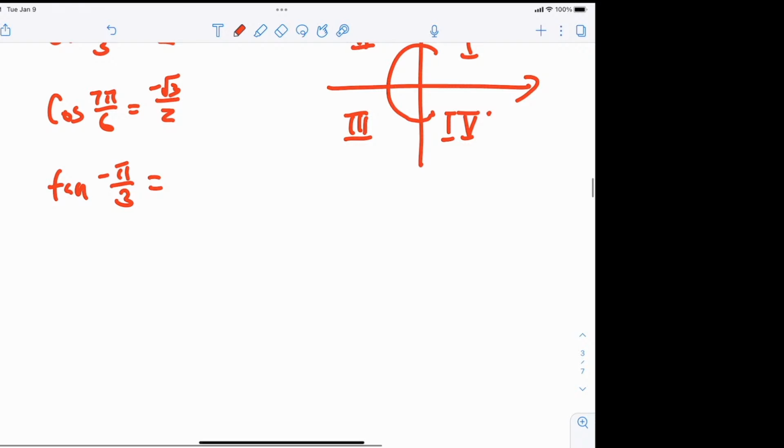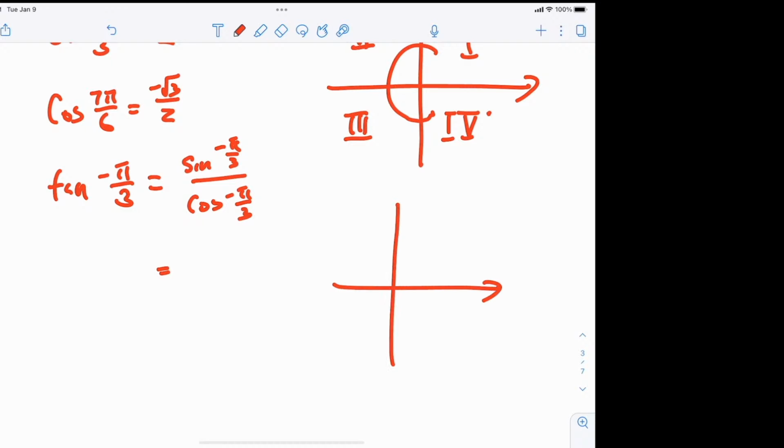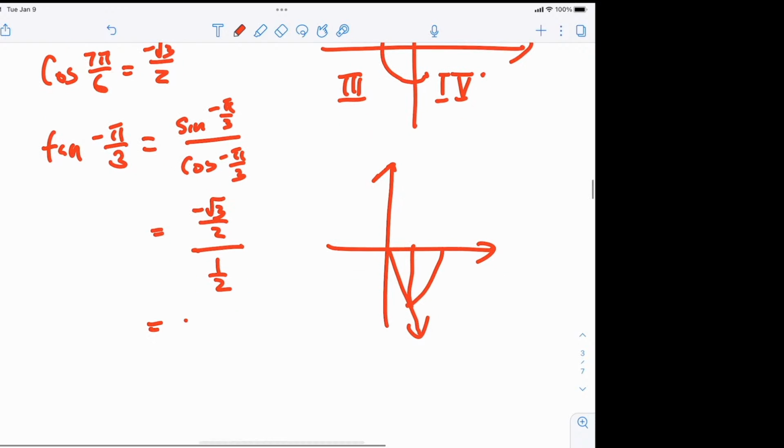So tangent is equal to sine of the same thing over cosine of the same thing. And remember, this is around right here, and this is the tall triangle, it has a longer y value, so it'll be negative square root 3 over 2. It's negative, and it's still positive for x because it's in the fourth quadrant. Fourth quadrant has positive x. And that's equal to negative square root 3 over 2 times 2 over 1. Cancel out, negative square root 3.